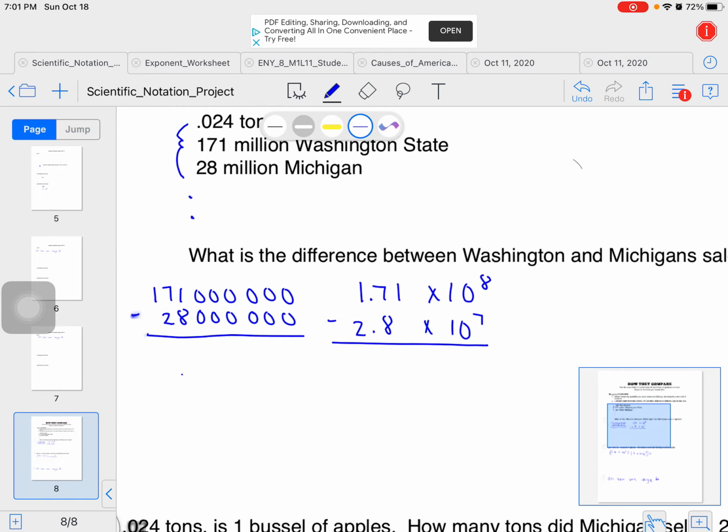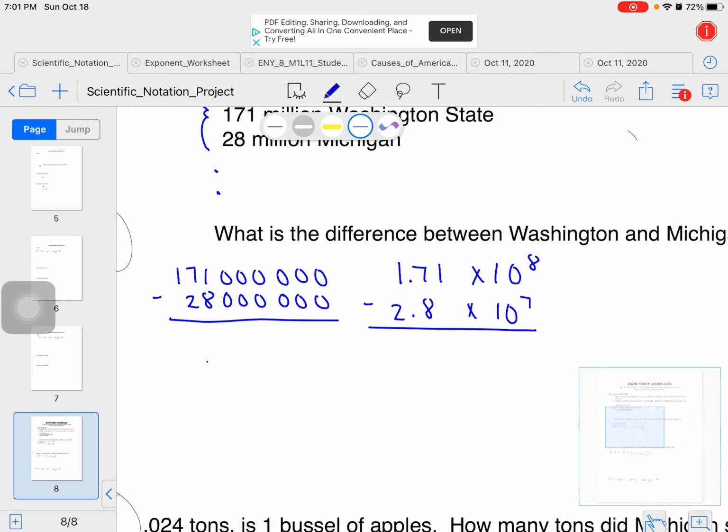And so I wrote both of those numbers down, first in standard form, and then I copied it down from my previous page in scientific notation. Difference means that I'm subtracting, so I have my problem here, and then I have my problem here. Both will get me the same answer. So because this is a scientific notation problem, I'm going to solve in scientific notation.